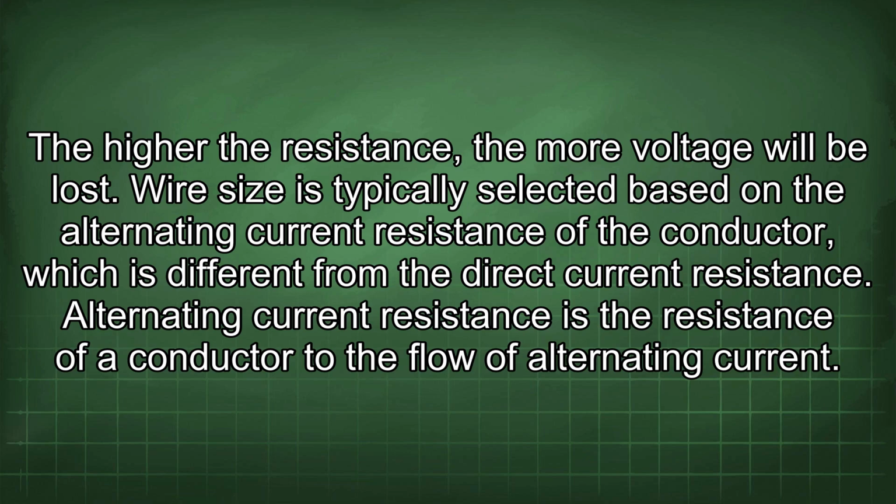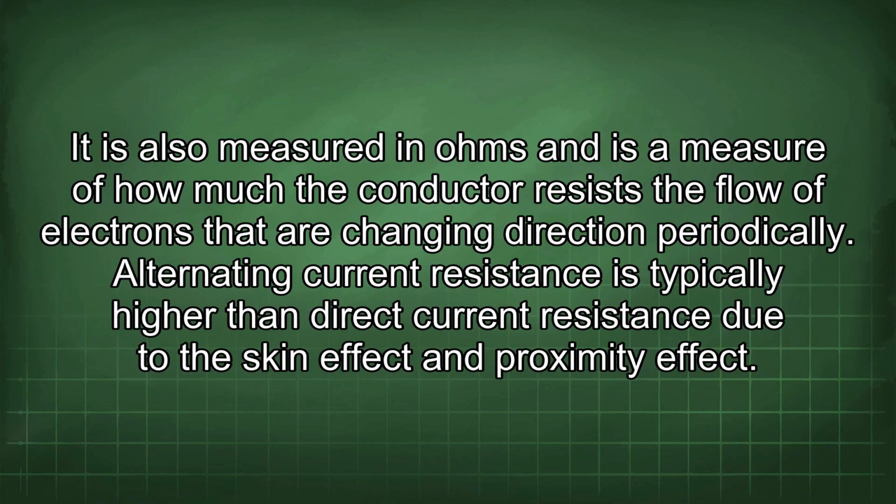Wire size is typically selected based on the alternating current resistance of the conductor, which is different from the direct current resistance. Alternating current resistance is the resistance of a conductor to the flow of alternating current. It is also measured in ohms and is a measure of how much the conductor resists the flow of electrons that are changing direction periodically.